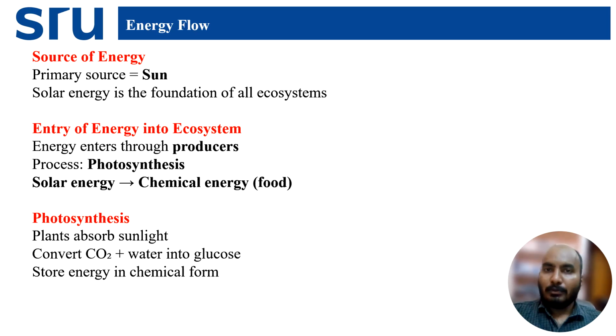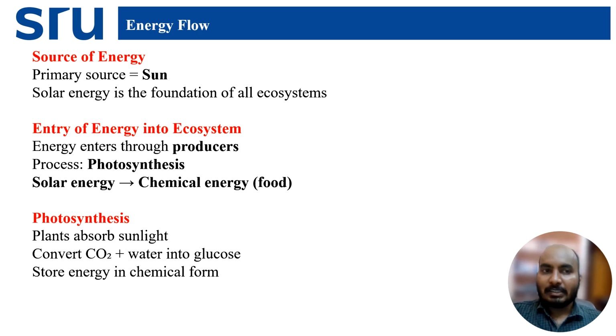So now we are moving to the energy flow. As we discussed in the previous slides, the source of energy is the sun. The sun is the primary source of energy. Energy flow describes how energy moves through the ecosystem, or how energy is transformed from one state to another.